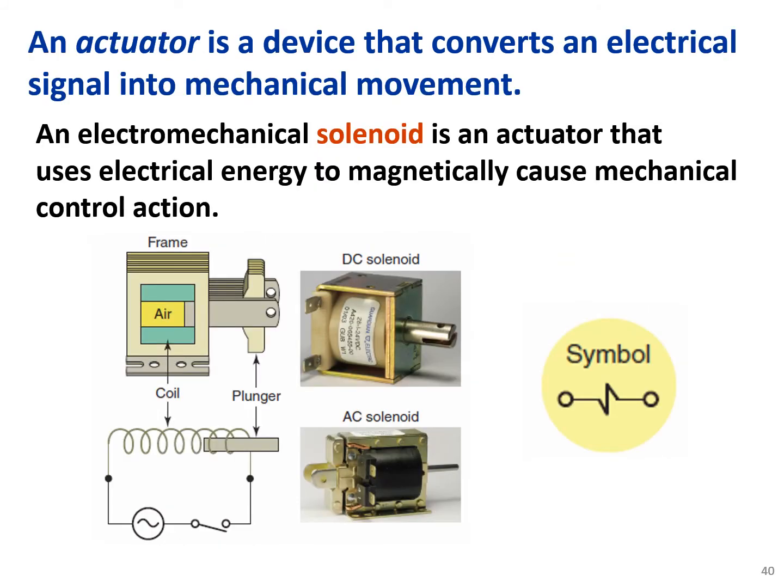An actuator is a device that converts an electrical signal into mechanical movement. An electromechanical solenoid is an actuator that uses electrical energy to magnetically cause mechanical control action. Okay, so quite simple. We have a coil, we have a plunger, and we are using electrical energy to move a plunger or convert it to mechanical energy. And this is what we call a solenoid.